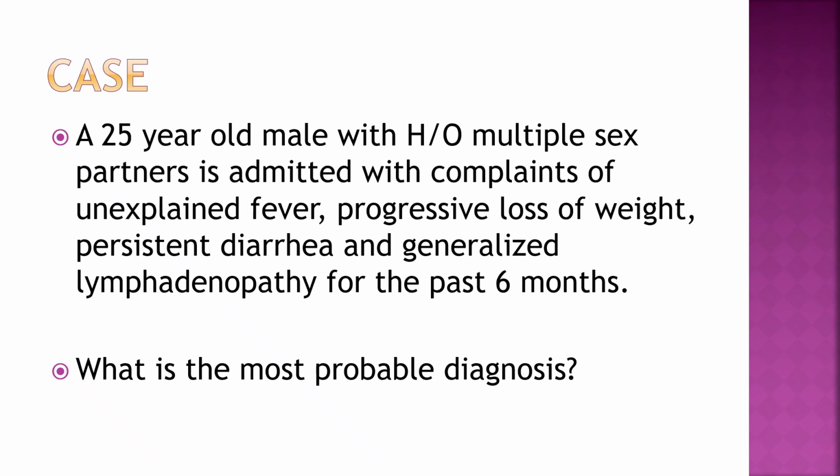A 25-year-old male with history of multiple sex partners is admitted with complaints of unexplained fever, progressive loss of weight, persistent diarrhea, and generalized lymphadenopathy for the past 6 months. So, what is the most probable diagnosis?